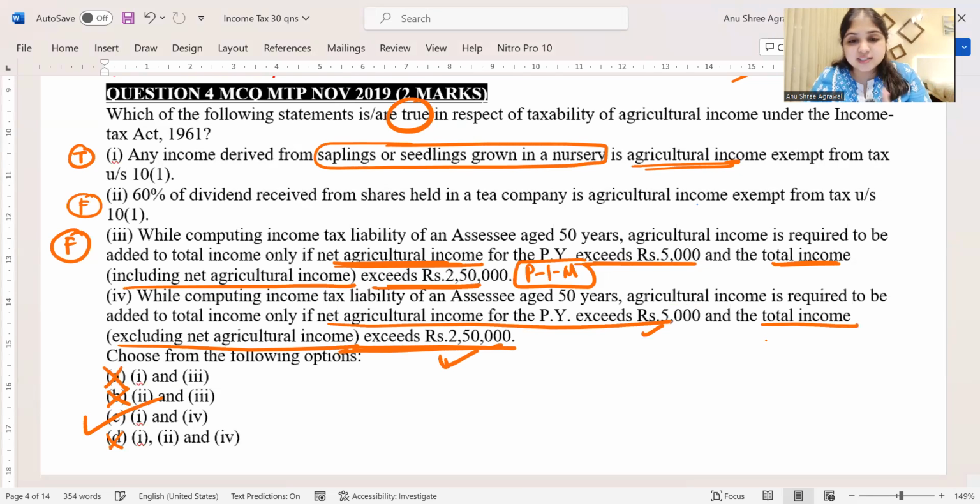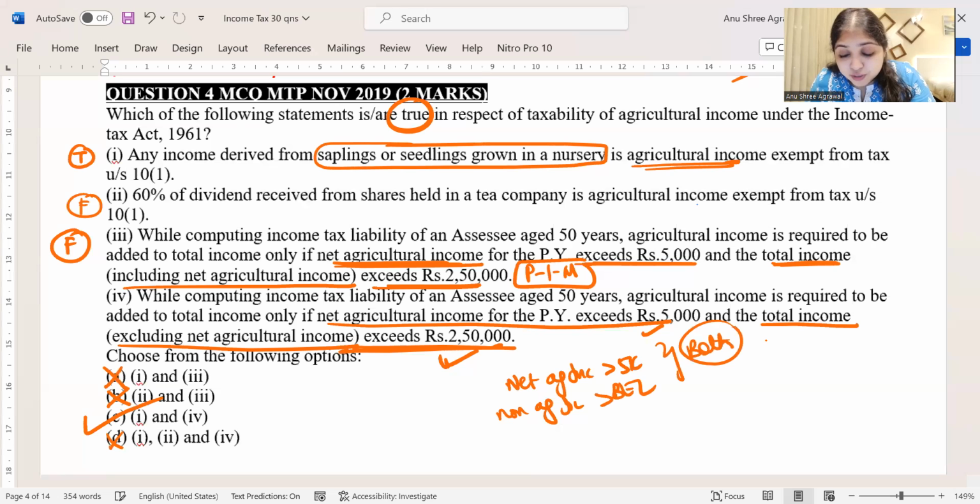Yes, 2 conditions, guys. The net agricultural income should be more than 5,000 and the non-agricultural income should be more than the basic exemption limit. Only if both the conditions are fulfilled, only then you can apply the partial integration method. Is this clear? Come on, tell me, did you understand this part?